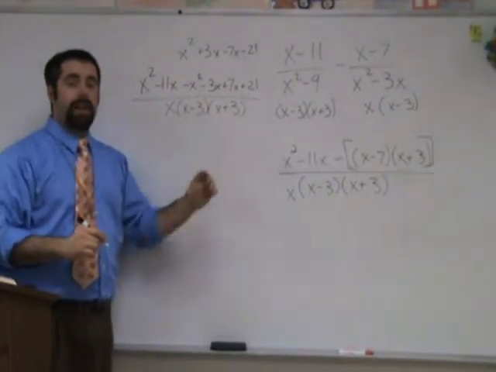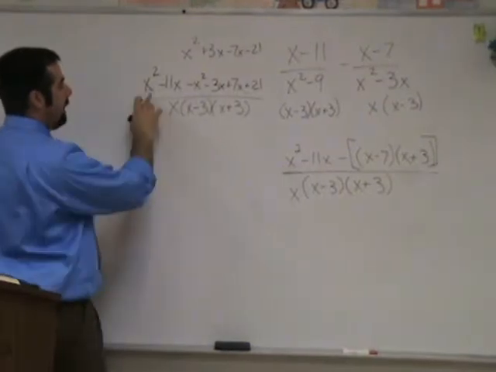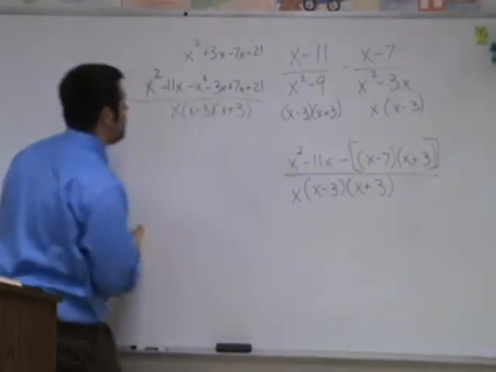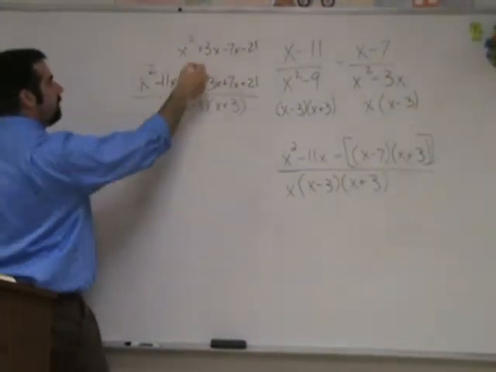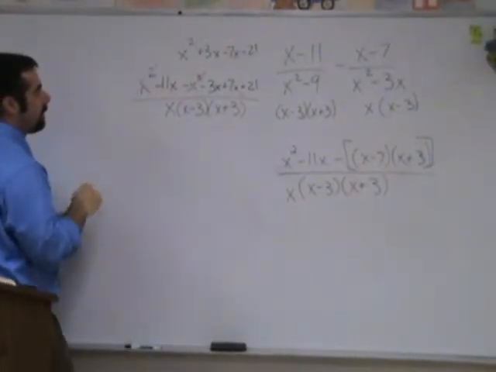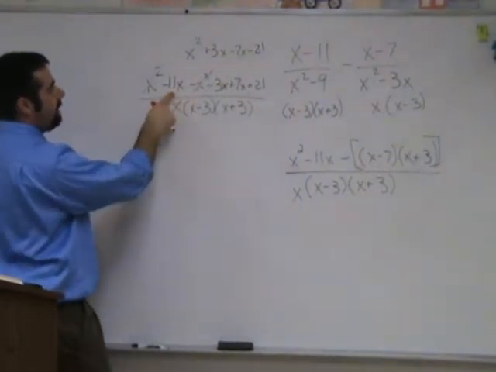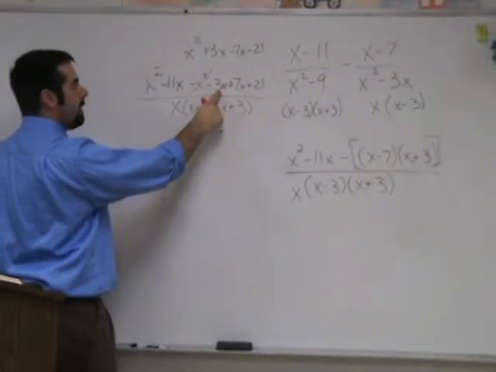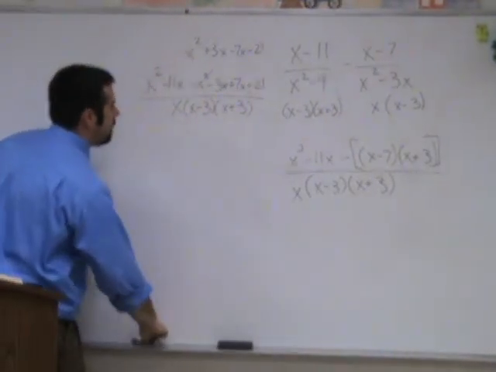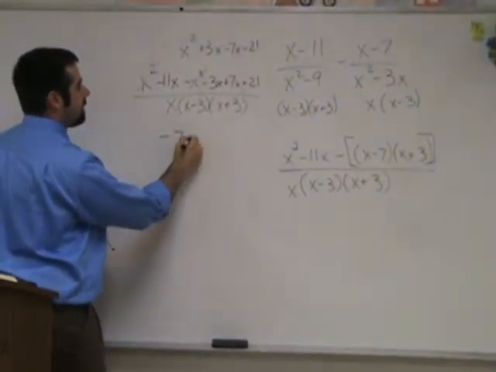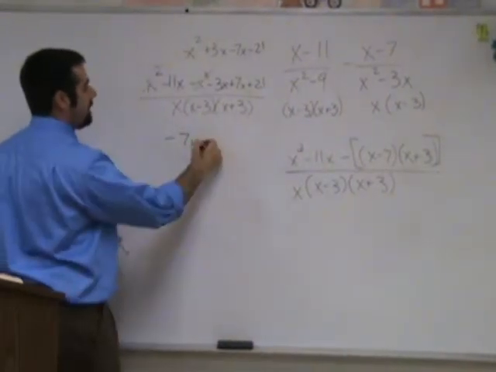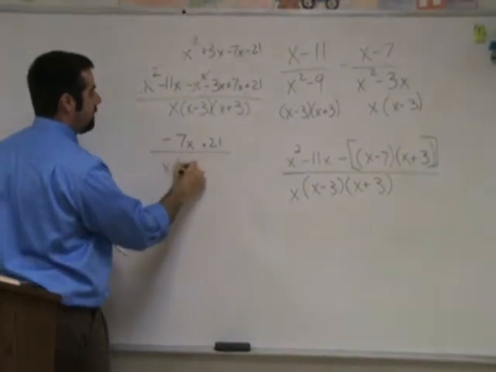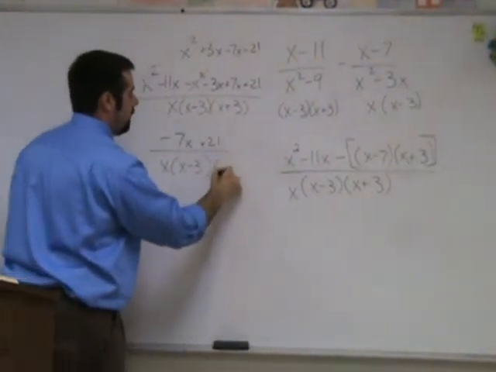All right, so let's go ahead and find some like terms. I've got an x squared and a negative x squared. So those are going to cancel. I've got a negative 11x, a negative 3x, so that's negative 14x, and a positive 7x, so that's going to give me a negative 7x. And then I just have this positive 21 at the end. It's going to be over x times x minus 3, x plus 3.